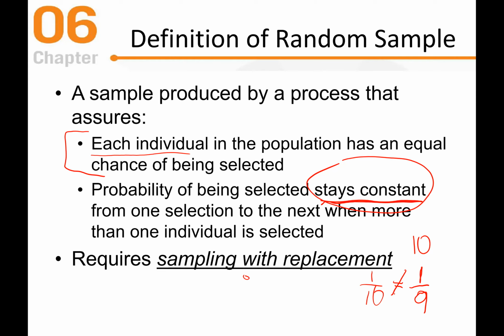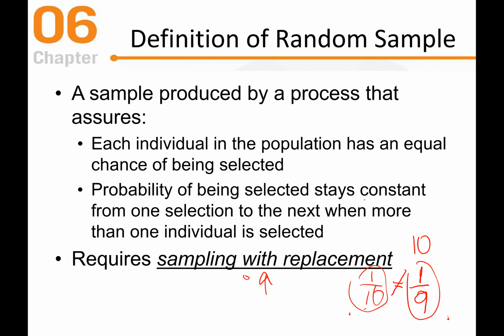Each individual in the population has an equal chance of being selected. Well, they don't. In this one, it was 1 out of 10, and this one is 1 out of 9. And the second part is that the probability of being selected stays constant. Well, this is not constant. The first one was 1 out of 10. The second one was 1 out of 9. So that is why we do what is called sampling with replacement. We take that person that we chose first and we put them back into the population with the idea that they could be chosen again.